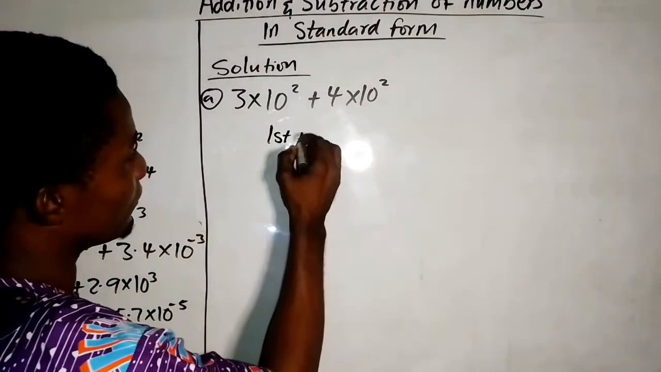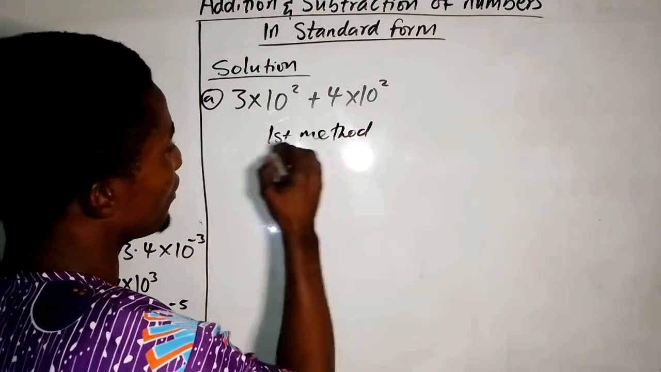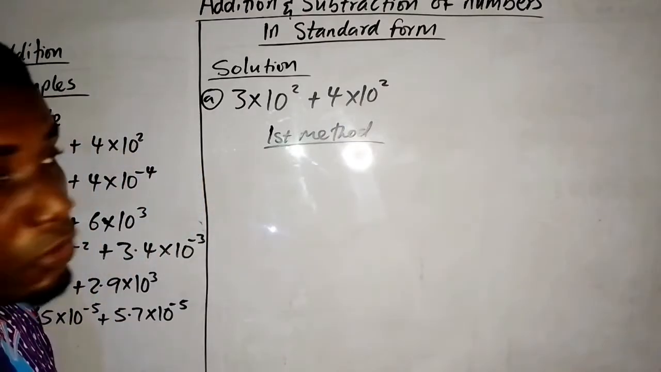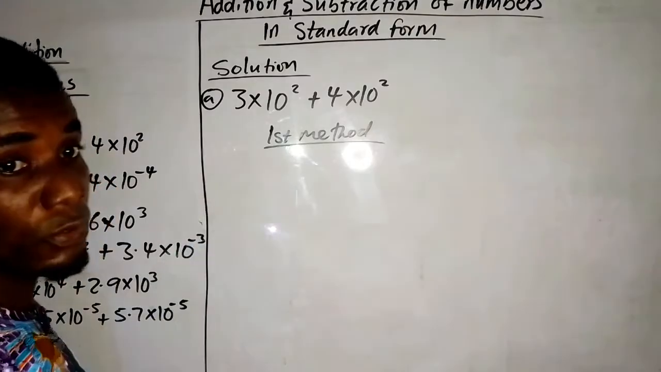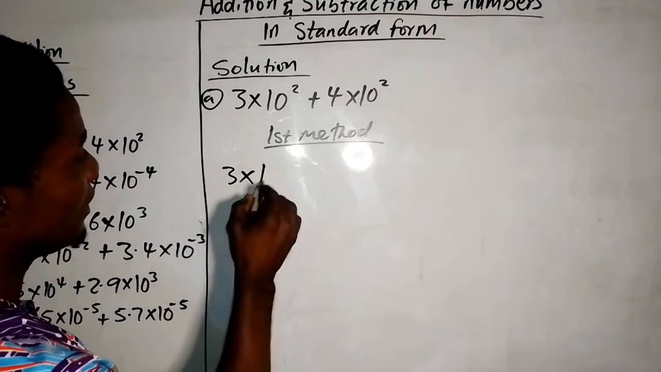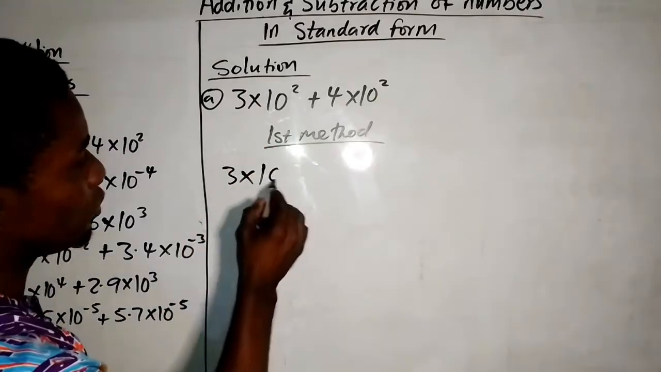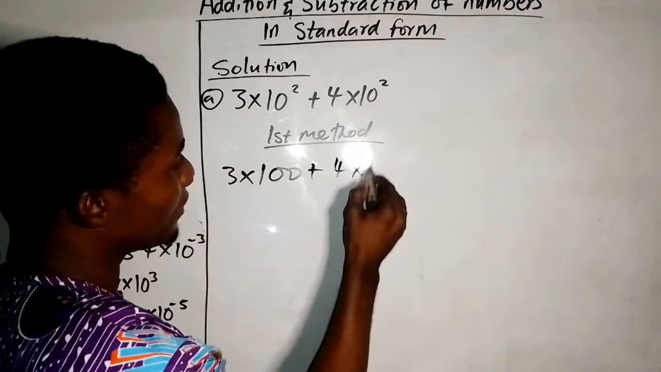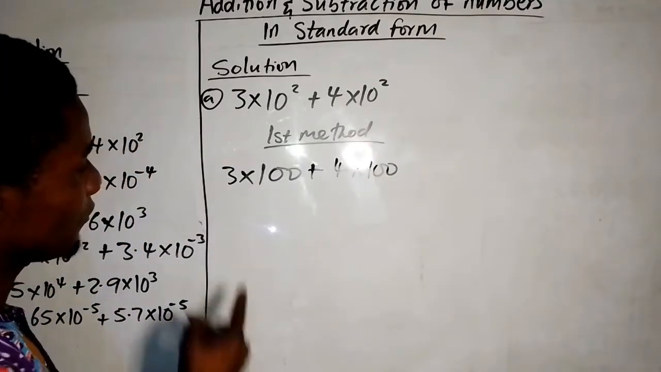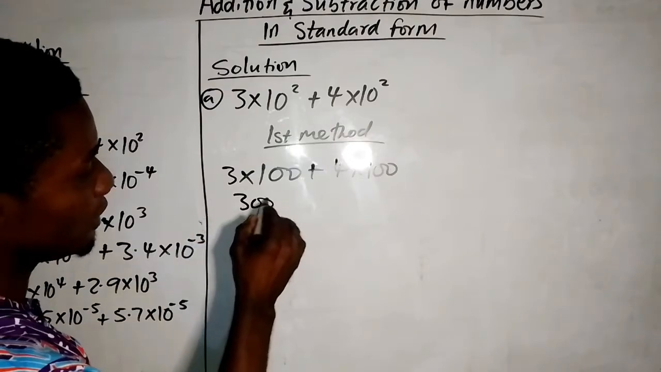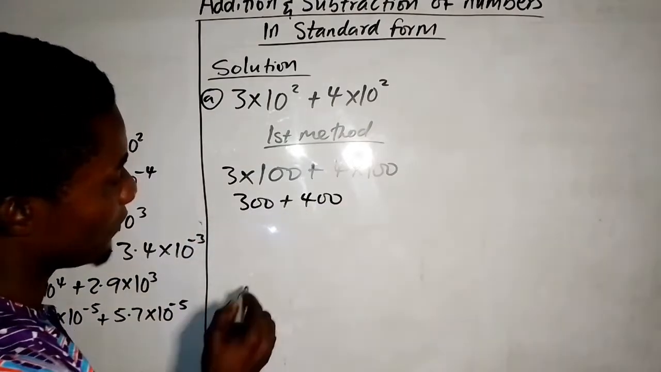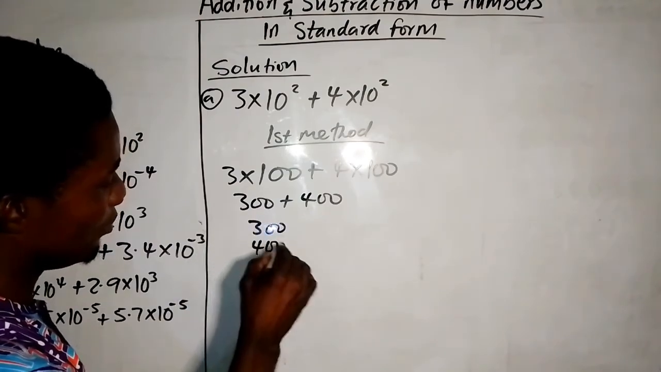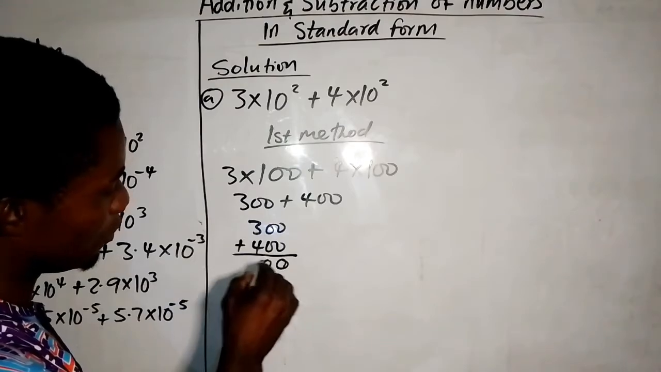The first method is to change this number to an ordinary number. Now, how are we going to go about that? You have 3 times 10 raised to the power 2, which means 100. That is 100, plus 4 times 100 again. Now 3 times 100 will give us 300, plus 400. Now let's add up these numbers. We have 300 plus 400.